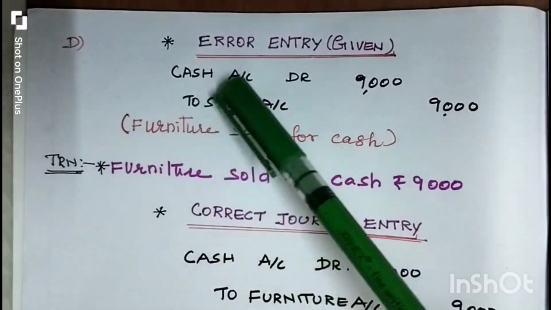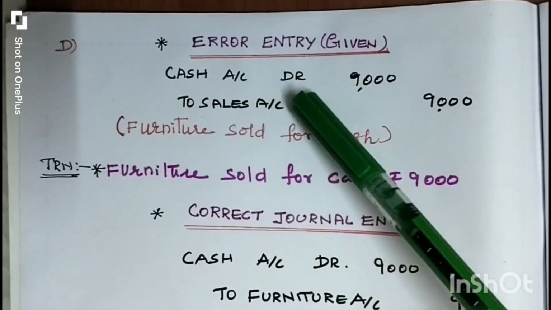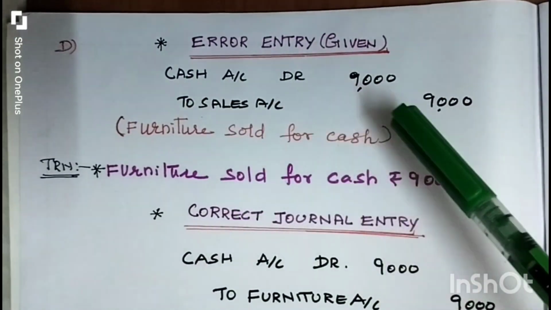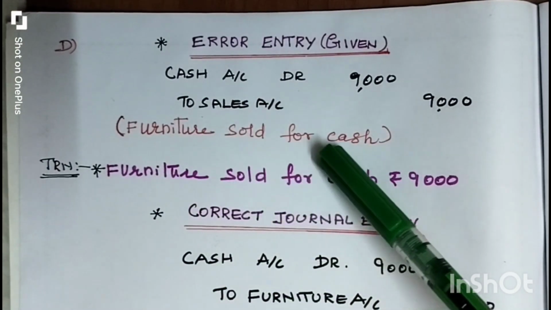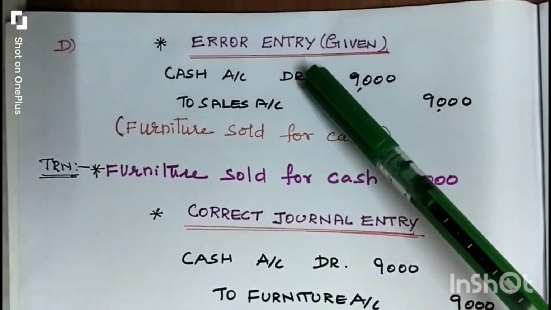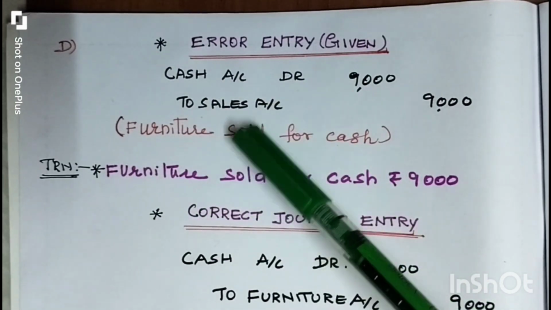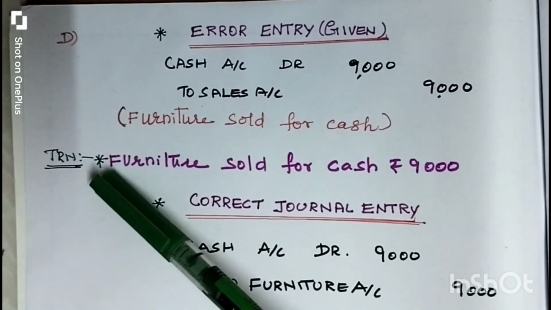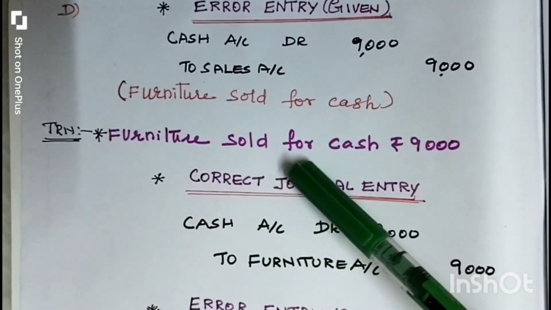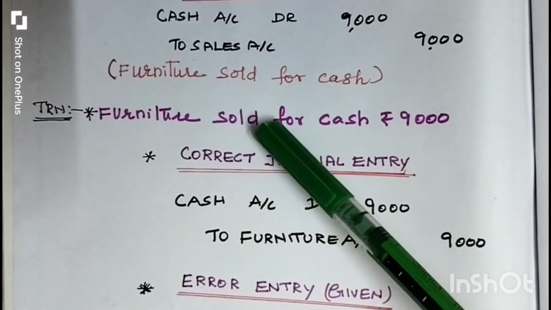The next error entry is given here. Cash account debit 9,000 to sales account 9,000. The narration is also given here: furniture sold for cash. So where is the error? To find the error, let's take the narration as the transaction. So furniture sold for cash, rupees 9,000.